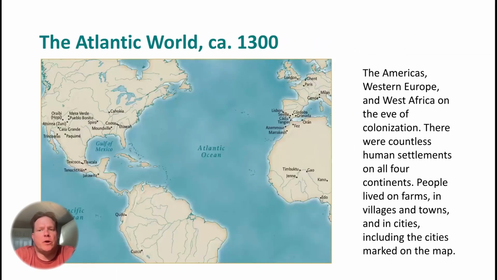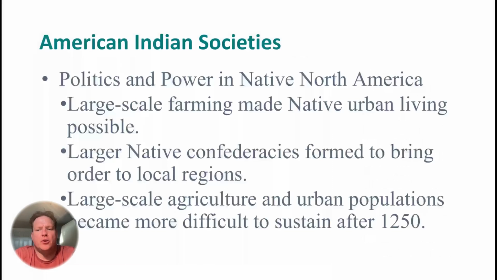The Americas, Western Europe, and West Africa on the eve of colonization. Countless human settlements on all four continents. People living in farms, in villages and towns, and in cities, including the cities that are marked on the map. So the Medieval Warm Period that began around the year 950 allowed the expansion of agriculture and the rise of cities in North America as it had in Europe and West Africa.